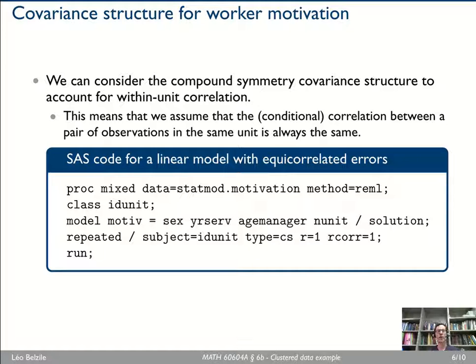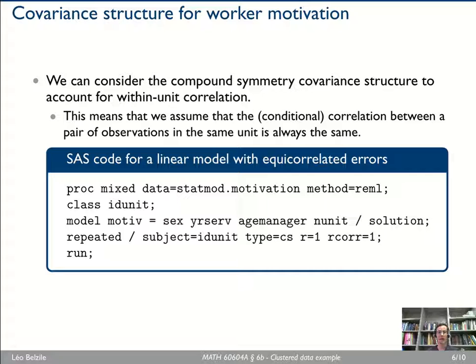So we're going to go for the compound symmetry, and we'll see if there is a within unit correlation. Maybe there's not, but then we can test for that. And that means that if you're within a particular unit, the correlation is the same regardless of the person, and this exchangeability assumption makes much more sense than in the time series context.